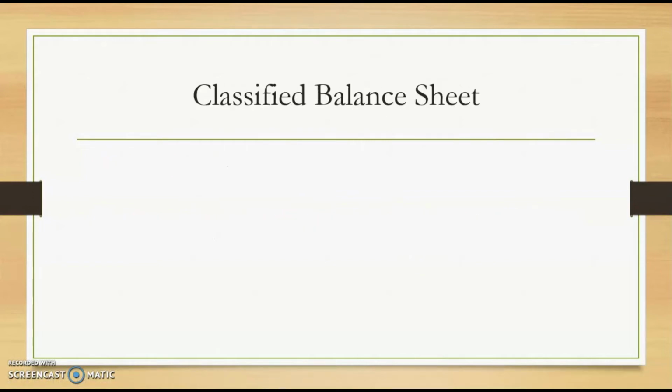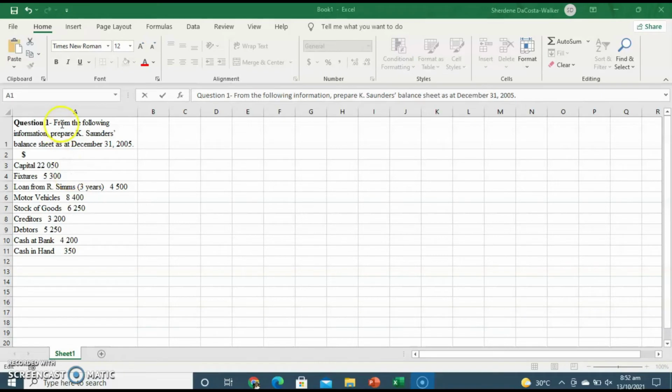All right, now we're going to be looking at creating a classified balance sheet, the horizontal slide. The question says, from the following information, prepare K. Saunders' balance sheet as at December 31st, 2005. So you're doing the balance sheet for K. Saunders. He's the name of the business. The owner is K. Saunders. It has all the information. These would be your assets, your liabilities, and capital. So you're going to go ahead and prepare the balance sheet.